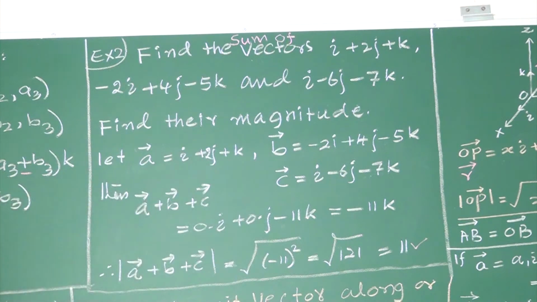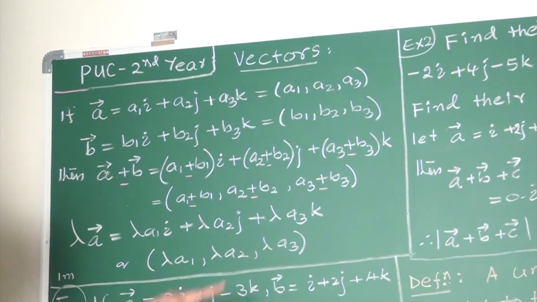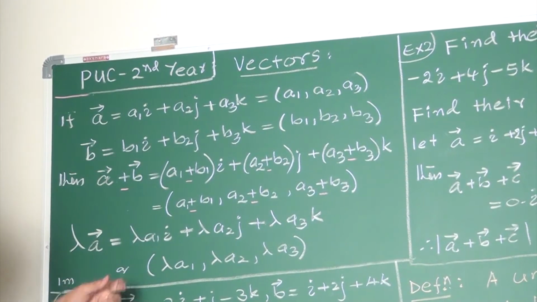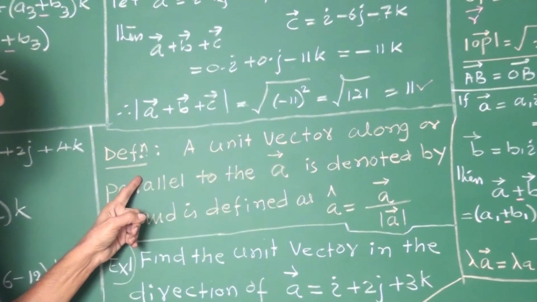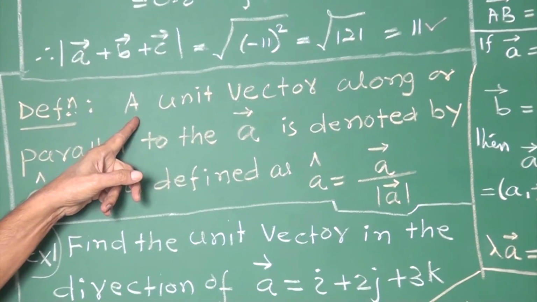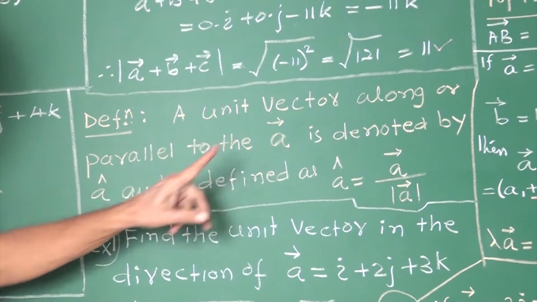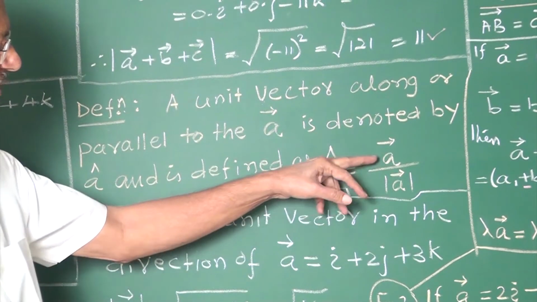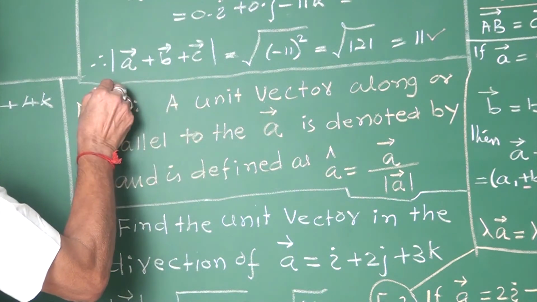I have taken these two examples particularly on a plus b, a minus b, and lambda a. These two examples, my friends. Yes, then these become the basic results, my friends. Next, I just want to remind you of this definition. Already I have given this definition. A unit vector along or parallel to the vector a is denoted by a cap and is defined as a cap equal to vector a divided by its magnitude. My friends, this is the vector a.